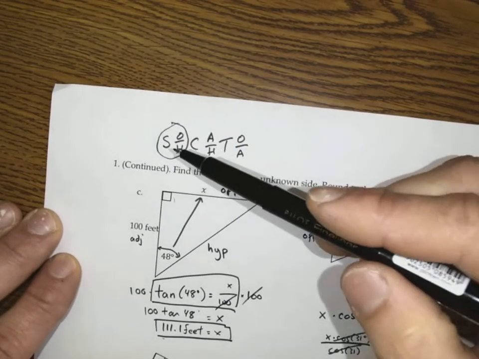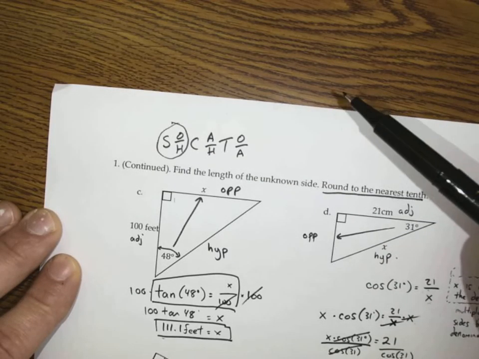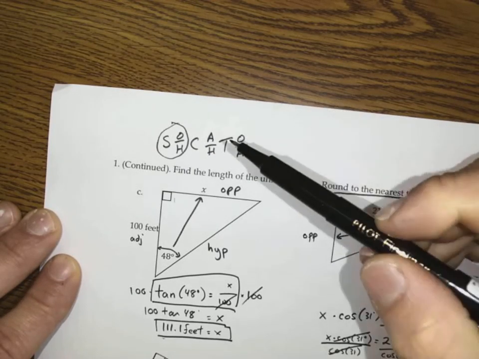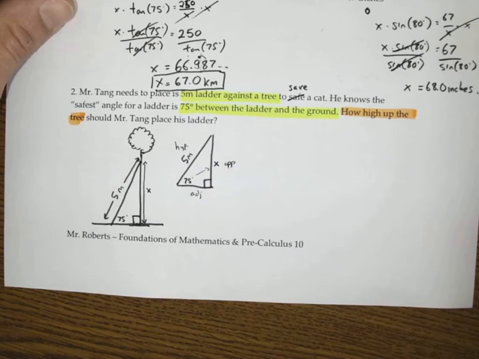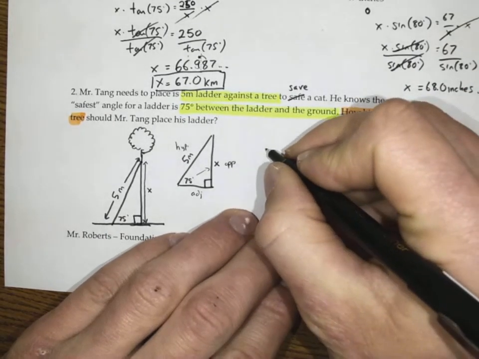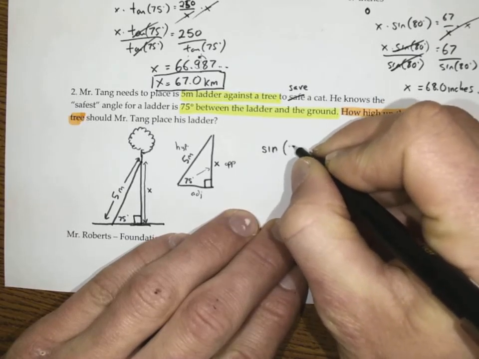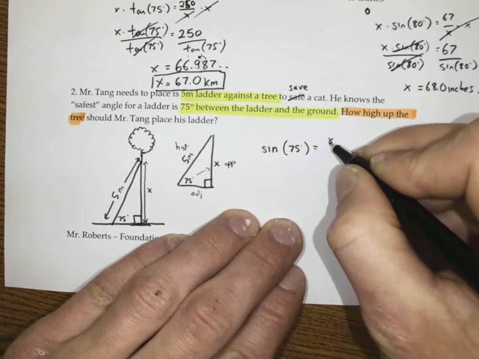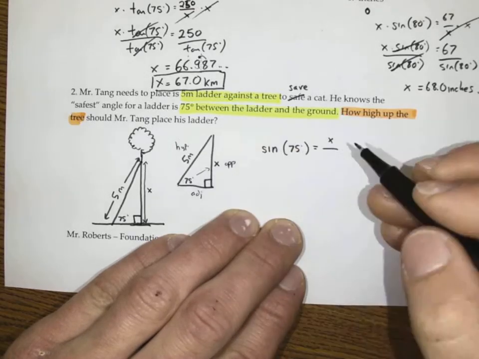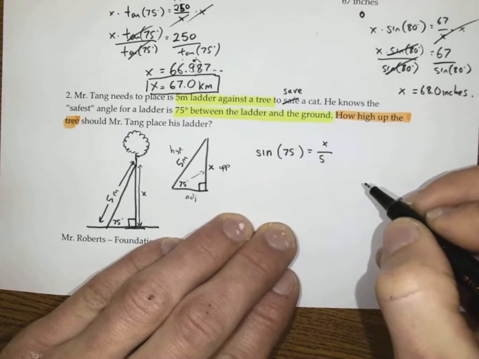So if we go back to SOHCAHTOA, we need a ratio that compares an opposite, an O, and a hypotenuse, an H. And it looks like we're going to use our sine ratio again. Okay. So our sine ratio says sine of my angle, 75 degrees, must be equal to my opposite x over my hypotenuse 5. Great. Nice and easy algebra to solve.